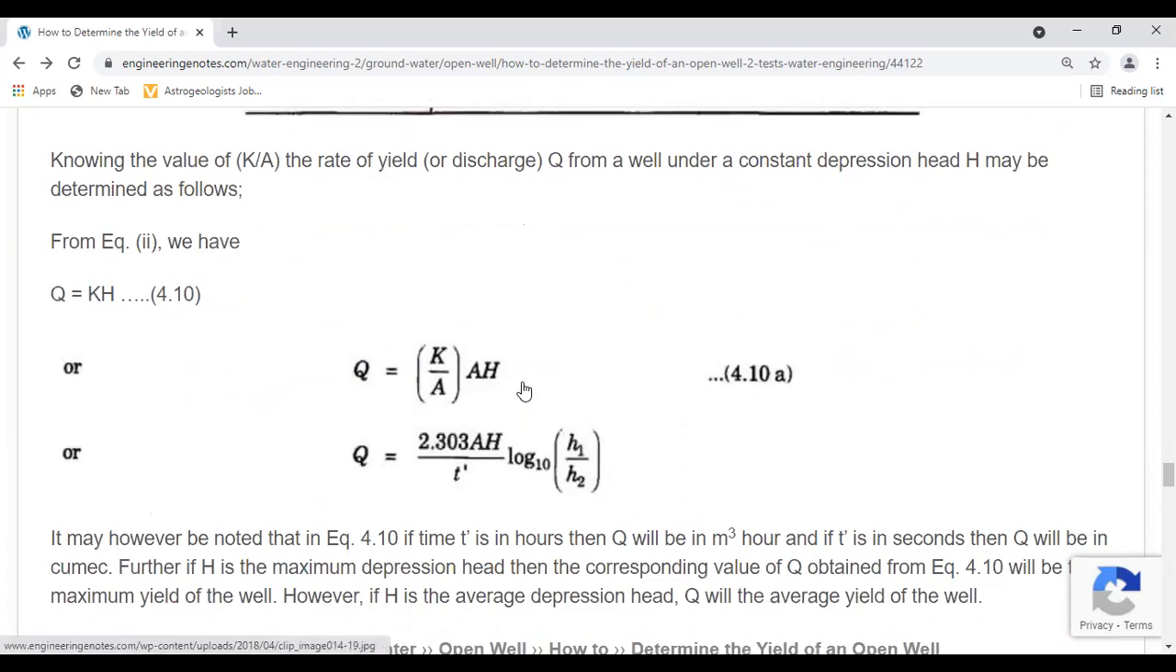Knowing the value of K by A, the rate of yield or discharge Q from a well under a constant depression head H may be determined as follows. From equation 2, we have Q is equal to KH, or Q is equal to K by A into AH. Q is equal to 2.303 into AH by t naught log 10 H1 by H2.